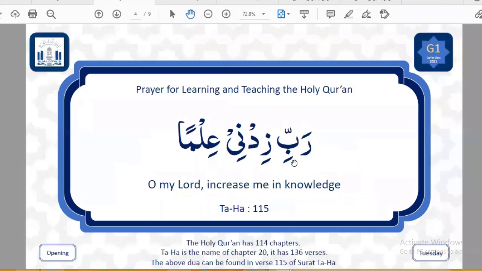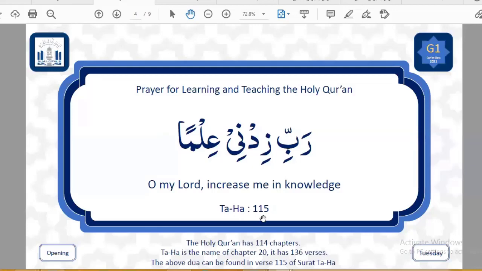Okay, so we're going to start from here. We're going to say Rabbi Zidni. Say that again. Okay, just follow with me, okay? Zidni ilma. Good, well done, excellent. So, and the translation? Oh my Lord, increase me in knowledge. Well done. And this bit?